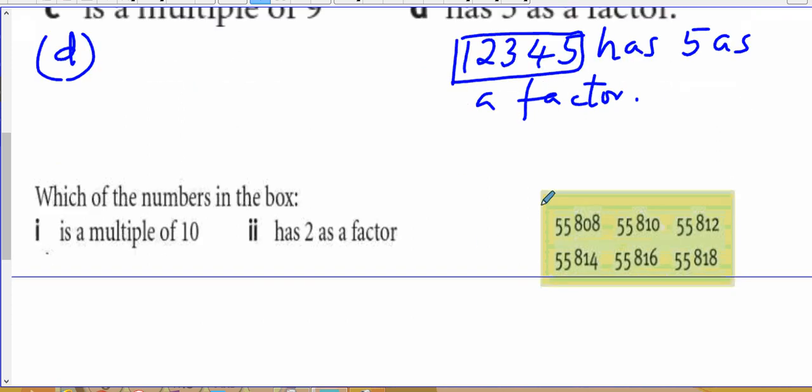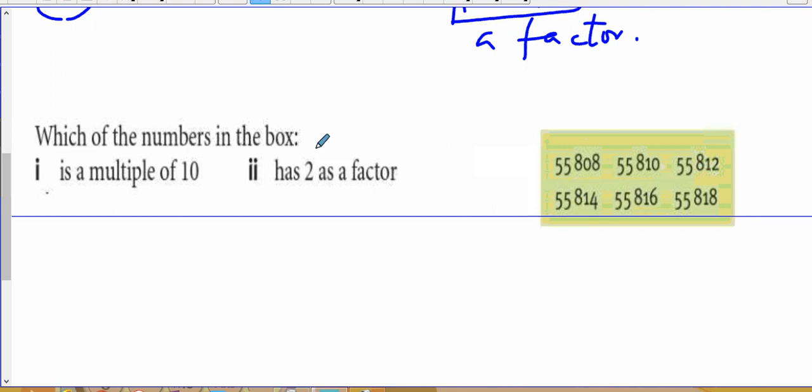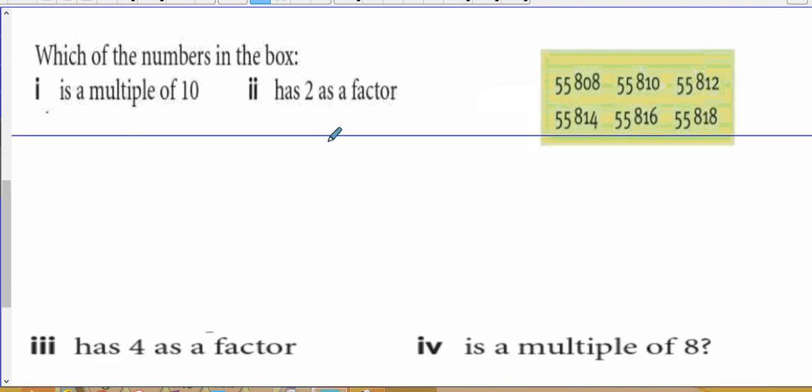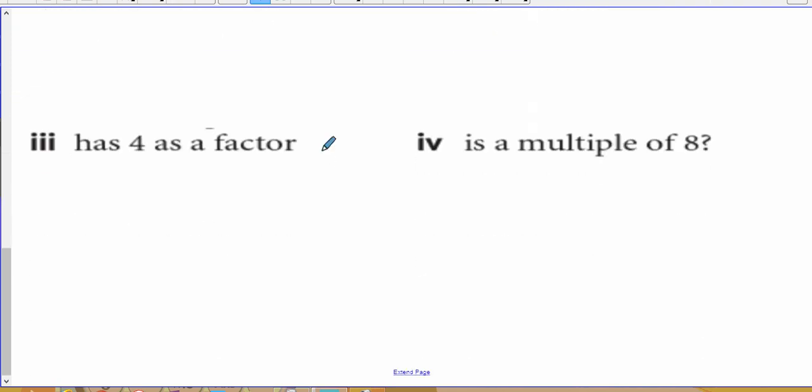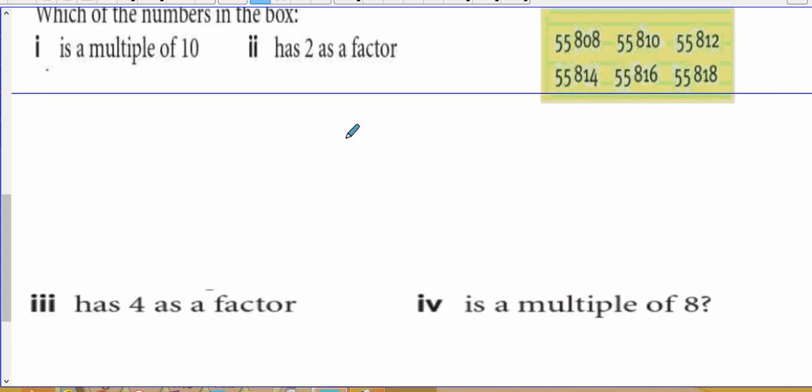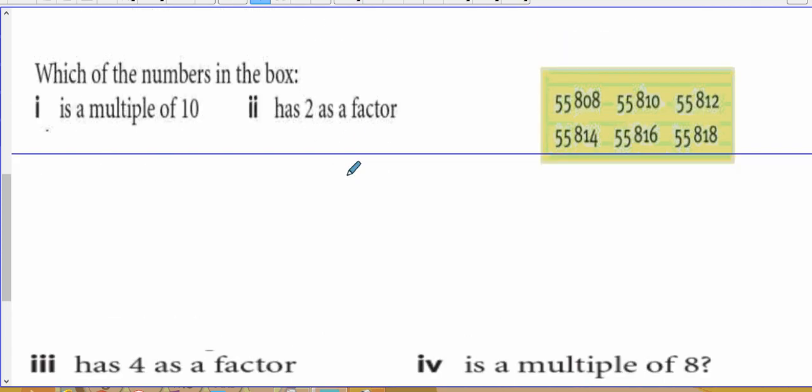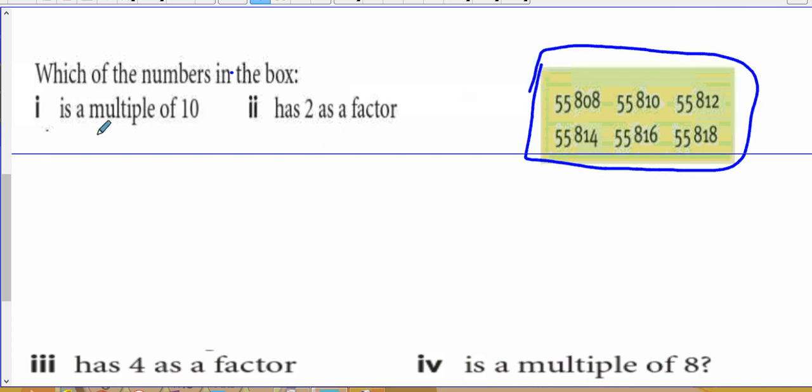Congratulations if you are following properly. Then let us go to another set of numbers. You can see a set of numbers over here. This time we are given plenty of numbers. Which of the numbers in this box is a multiple of 10?